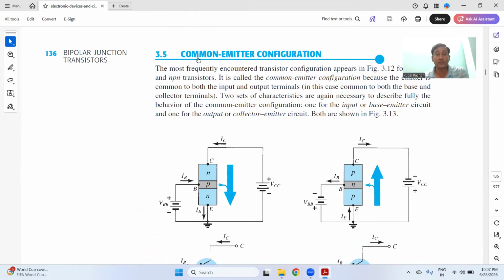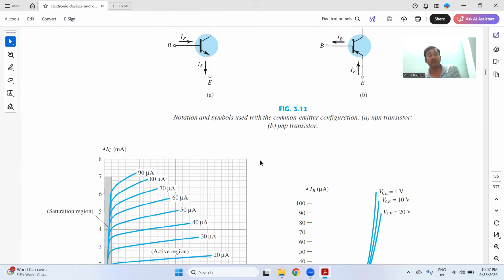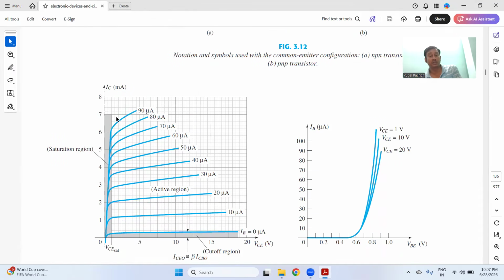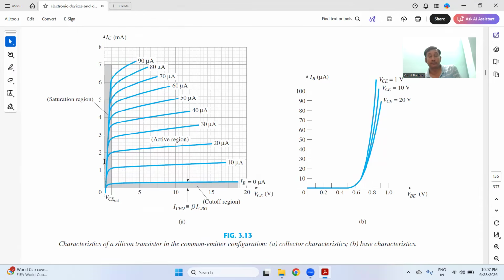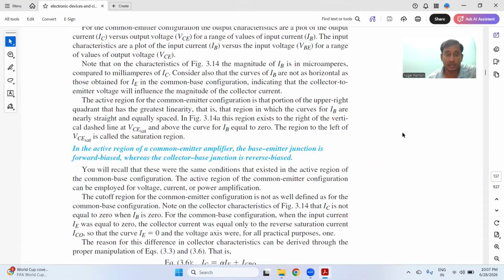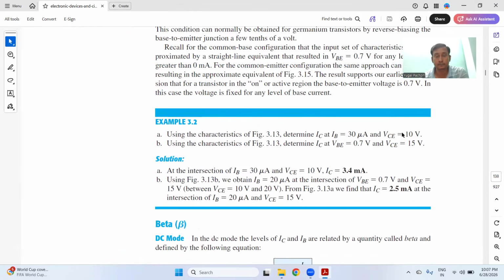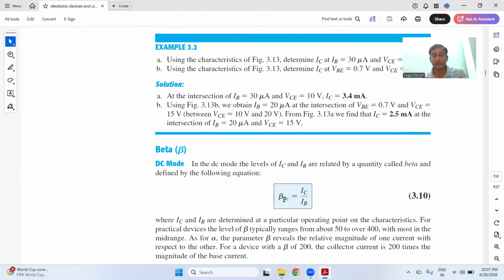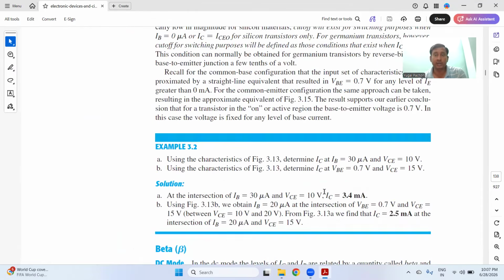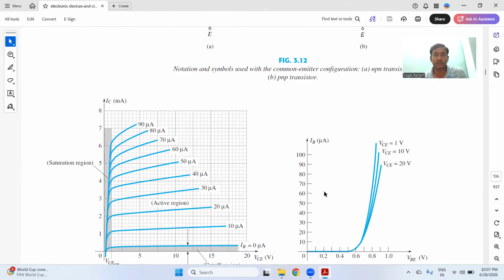So likewise, we have the common emitter configuration. You can see that this is the diagram for the common emitter configuration, and this is the input characteristic of the common emitter. And this is the output characteristics of the common emitter. The current gain is beta. Beta is equal to IC over IB. IC is the output current and IB is the input current. So you can understand these are the two characteristics. This is the output and this is the input characteristics.